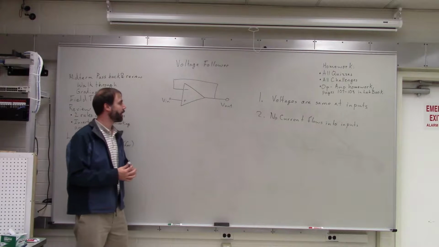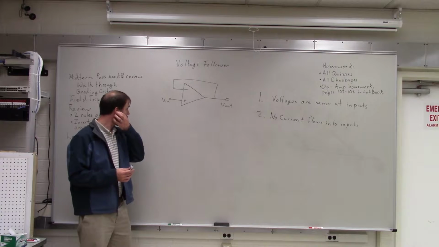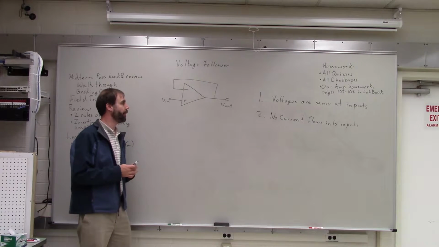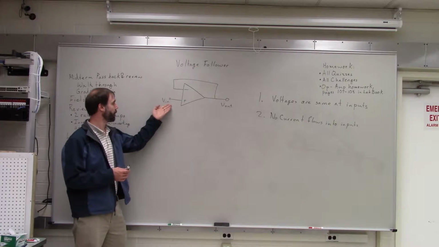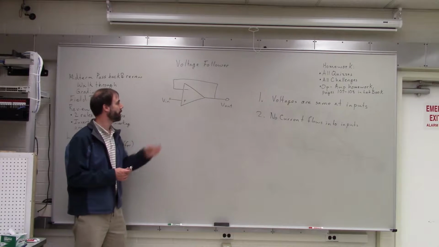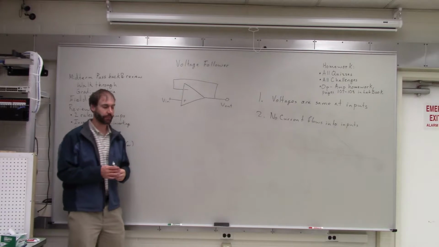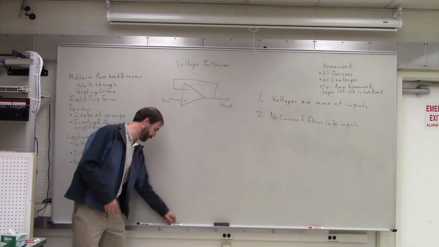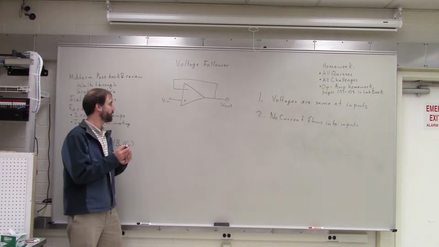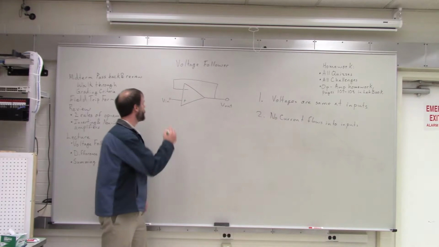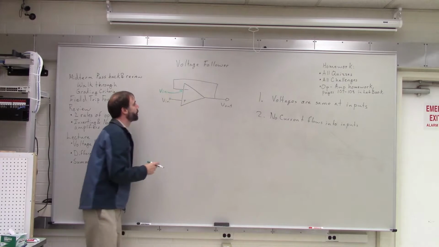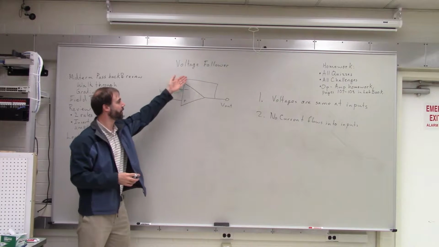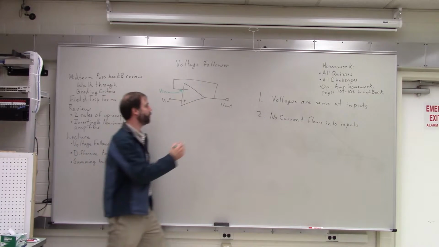So let's talk about what's going on here. We can use our two rules of op amps to analyze this circuit. We know that we've got V in attached to the non-inverting input. So what is going to be the voltage at the other terminal, the inverting input? Same thing, right? That's what rule number 1 says. So we know that we have V in right there. But now this is connected by a wire straight to the output. So what is V out going to be?